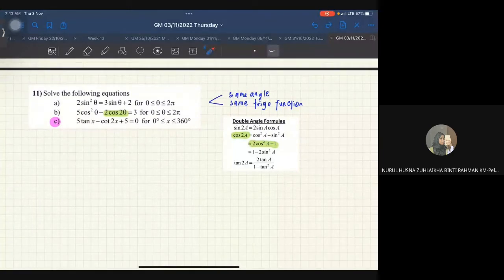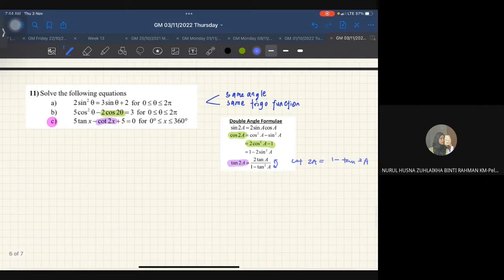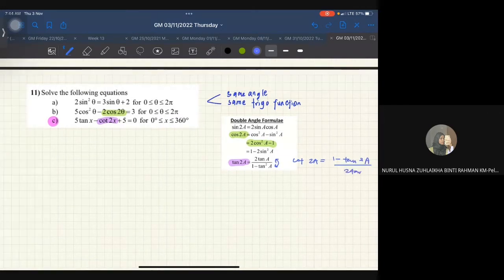So we have cotangent 2x, and then dekat sini kita ada tan 2x. Macam mana nak dapatkan formula for cotangent 2x? Saya tukarkan sahaja dia punya kedudukan. Maksudnya yang ni pergi bawah, yang bawah pergi atas. So saya dapatlah formula for cot 2a is equals to 1 minus tangent square a over 2 tangent a. This one. Okay, so kita dapatlah formula yang ini.